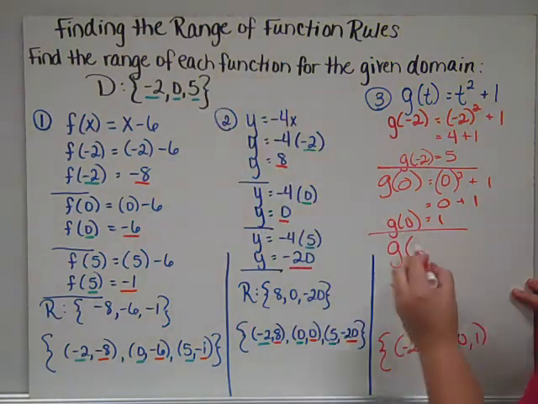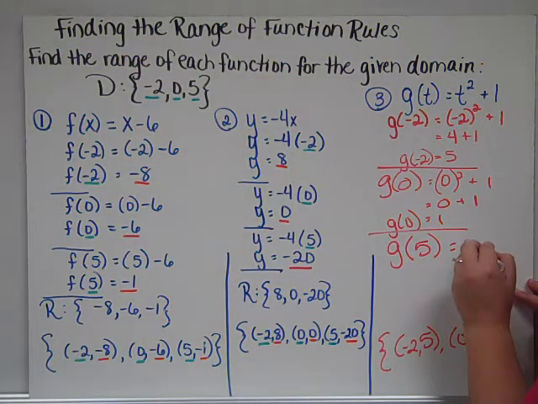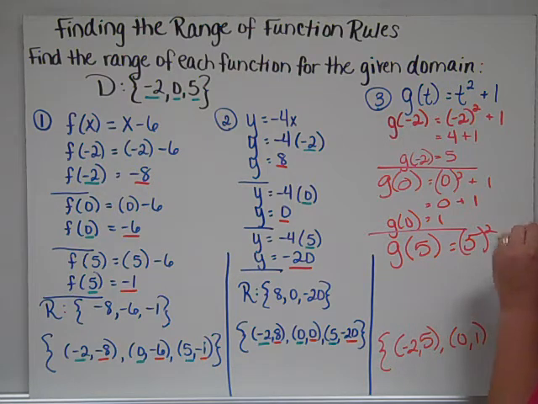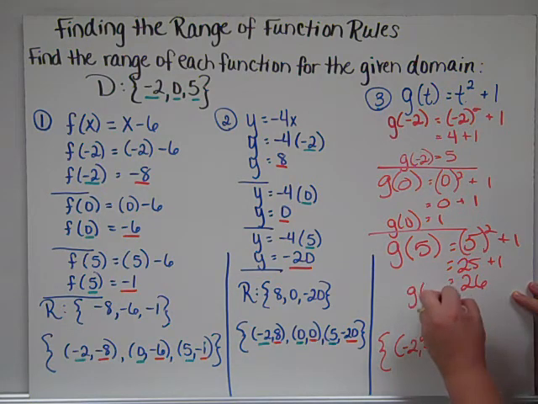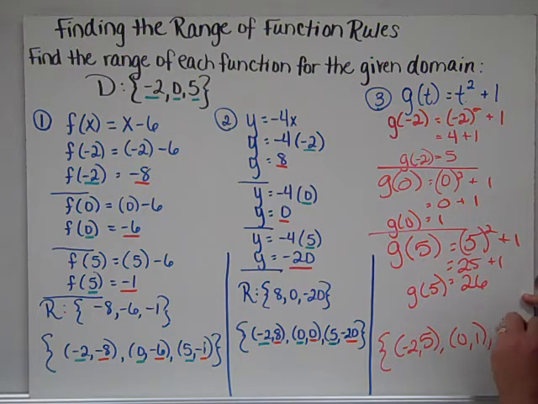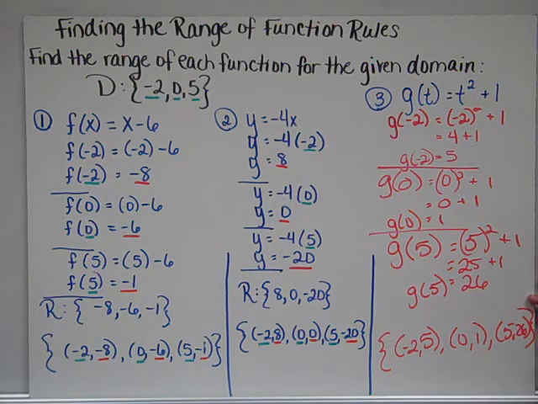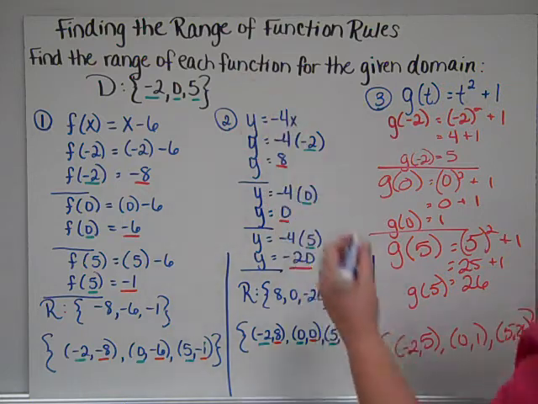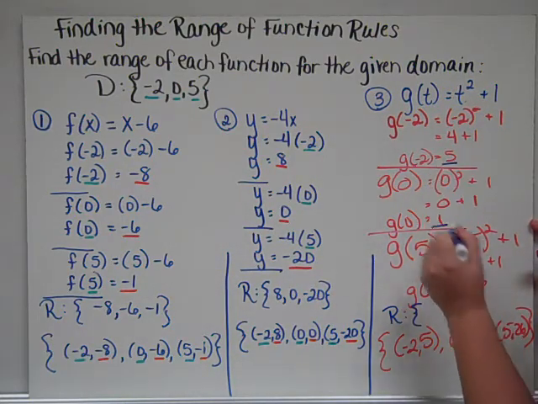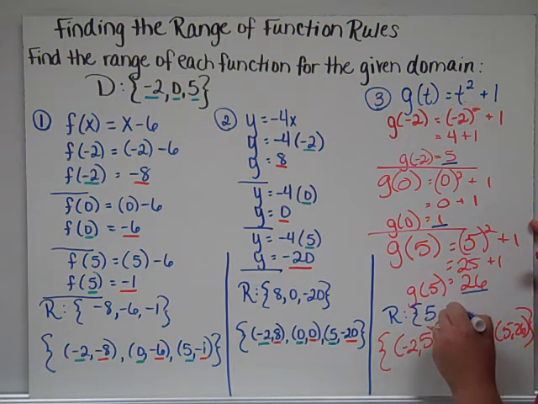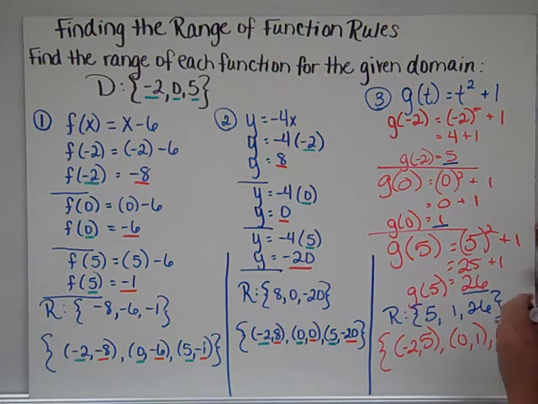My next input is 5, and I'm going to use the same notation. 5 squared is 25, plus 1 is 26. So when I plug in 5 as my input, 26 spits out. Notice I'm using brackets because this is set notation. My range, which is also what it asked me to do, is all of my outputs. So 5, 1, and 26.